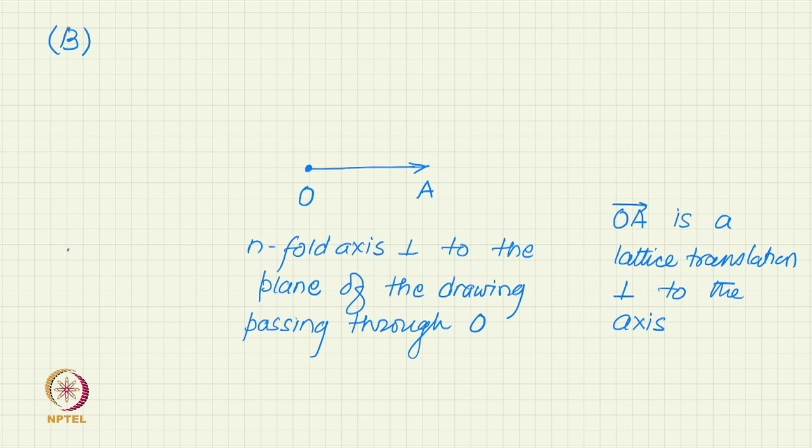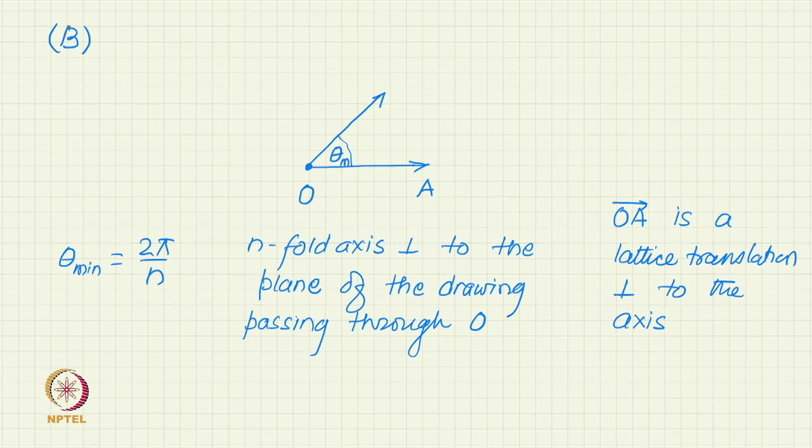Now, if it is an n-fold axis, then you know that theta min is 2 pi by n. So, the n-fold axis will rotate this lattice translation by this theta min to give you vector OB.